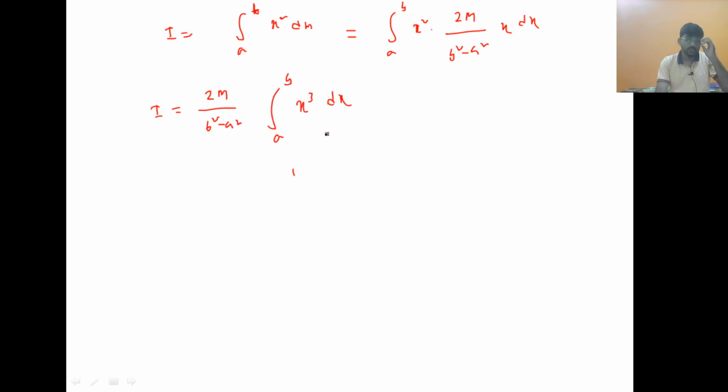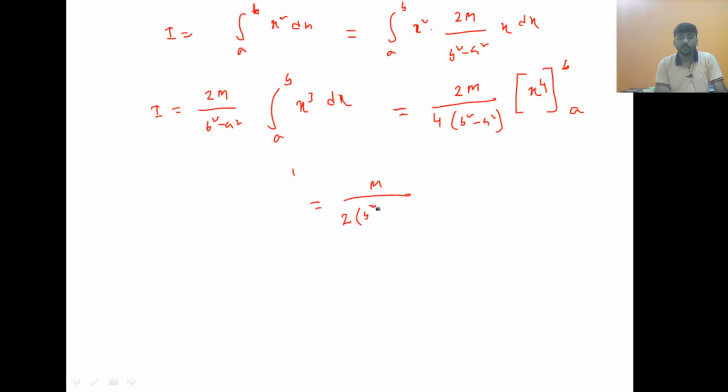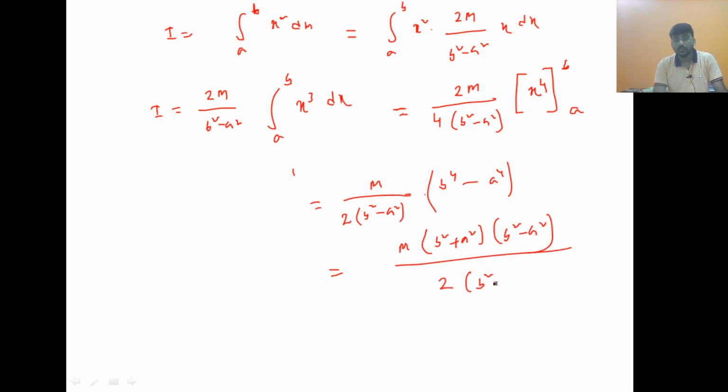Okay, so the integration of x cube dx is x to the power 4 by 4. So we can write it as 2m divided by 4 into b square minus a square into x to the power 4, and the limit goes from a to b. That will be m divided by 2 into b square minus a square into b to the power 4 minus a to the power 4, and that will be m into b square plus a square into b square minus a square divided by 2 into b square minus a square.